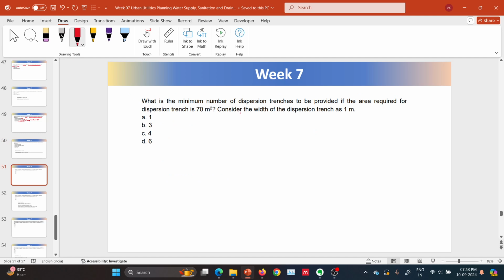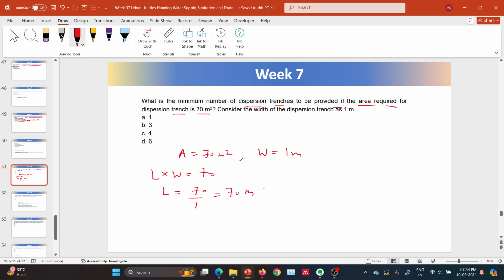What is the minimum number of dispersion trenches to be provided if area required for dispersion trenches is 70 meters square? Area required is 70 meters square and the width of dispersion trench is 1 meter. Length into width is area, that is 70. So length will be 70 divided by 1, that is 70 meters.